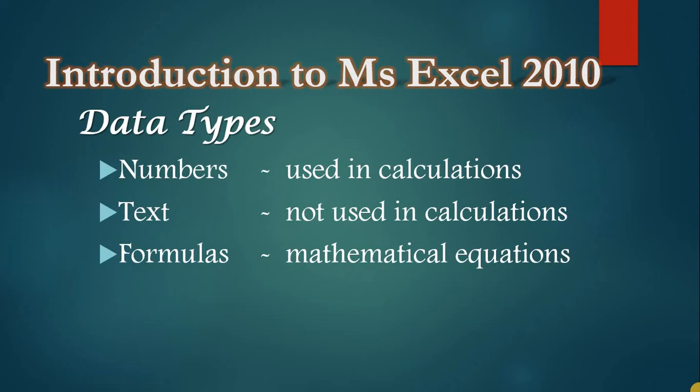Text consists of letters, numbers and special characters. It is not used in calculations. By default, text data is left aligned in a cell. A formula is a mathematical equation that is used for performing calculations on a worksheet. All formulas begin with an equals to sign.